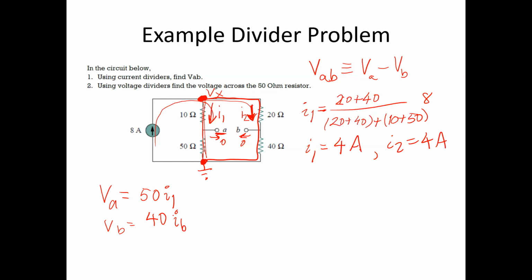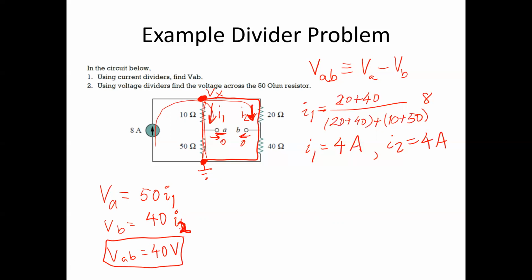Okay, and so if you go through and calculate this and find the difference, I'm sorry, did I say IB? This should be I2, 40 times I2. And if you now subtract the 2, since I1 and I2 are equal, you'll find that VAB is just going to be 10 times whatever the current was. In this case, the current is 4 amps. So VAB is just going to be equal to 40 volts. Okay.